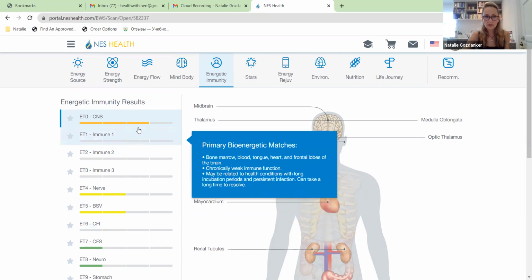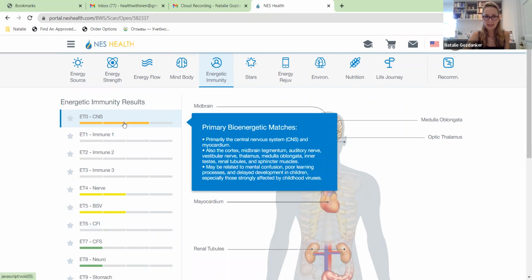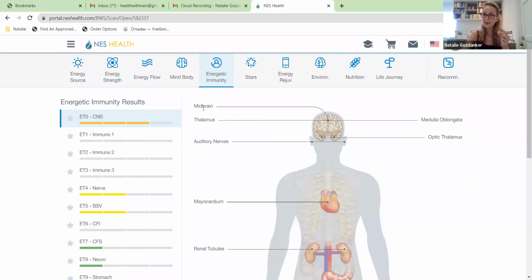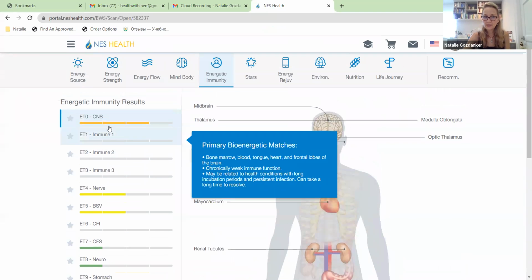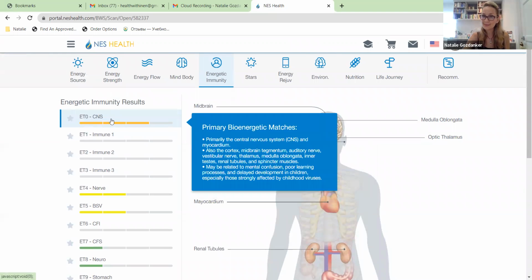So let's look, for example, this is orange priority on that scan. So it means that the healing is happening in energetic errors, in those stations, in the station of the midbrain, thalamus and medulla, auditory nerves. Okay, some healing is happening on that level, in the area of the heart, in the area of the kidneys, and in this area of the body. And what it shows us is that it's a central nervous system healing.